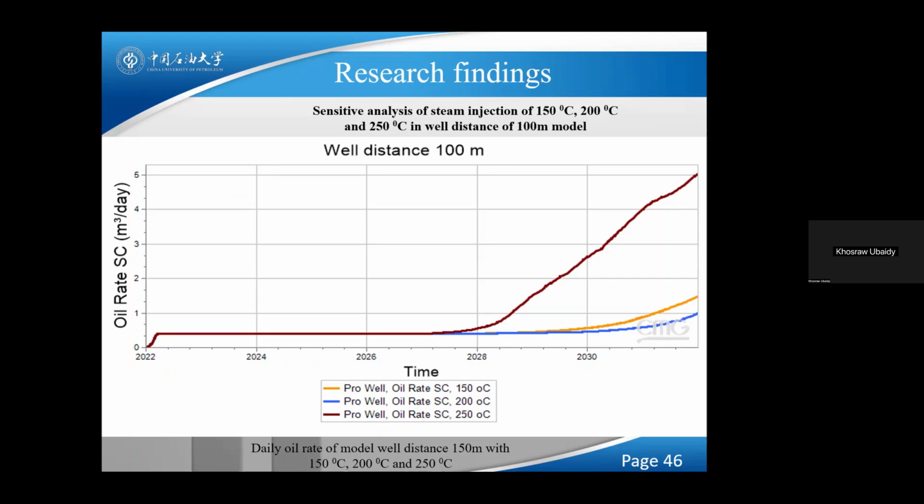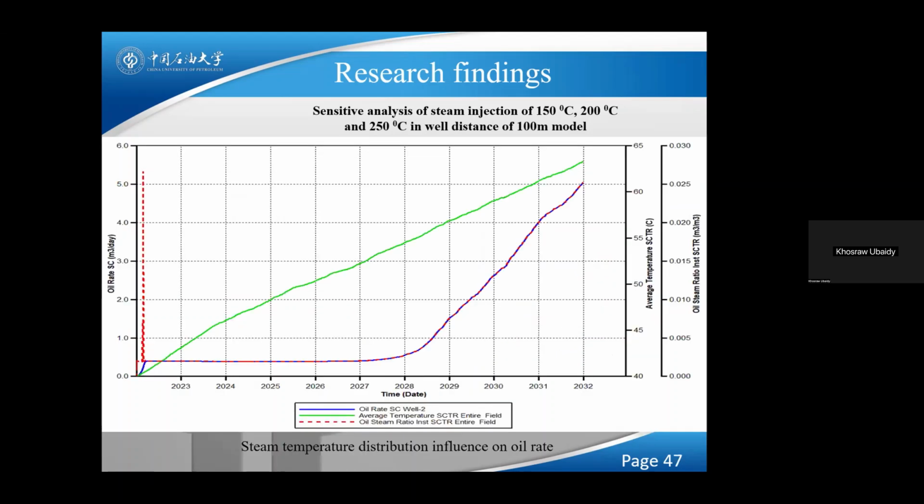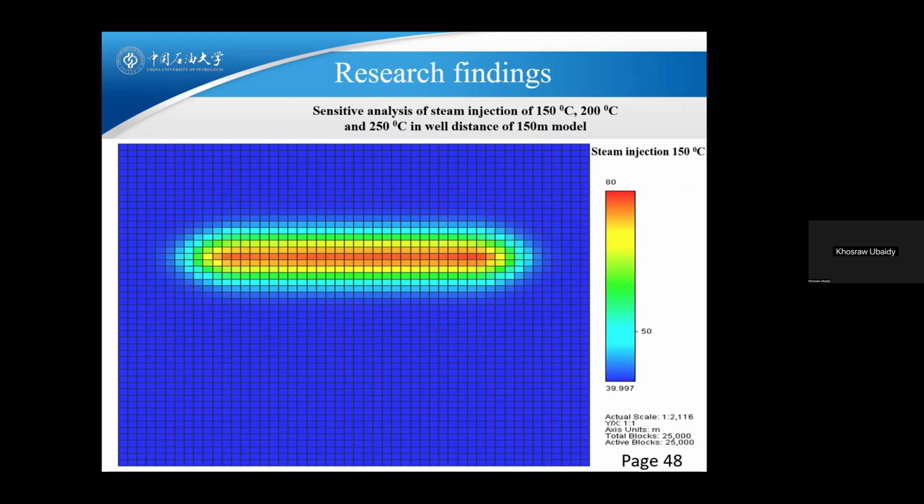Here also is the oil rate ratio, and here the oil rate ratio with average temperature and oil steam ratio. So we can see the oil steam ratio is high in the entire field. Here for the steam injection well distance, we selected 150 meters, so with steam injection of 150 degrees.